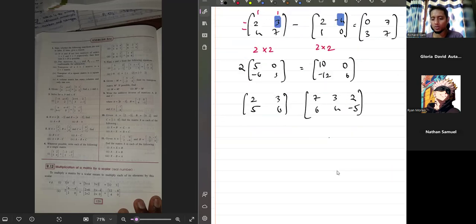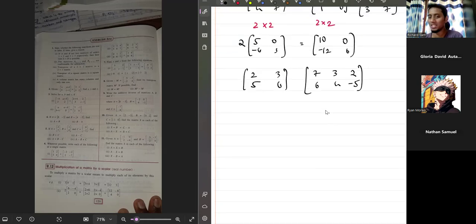To multiply two matrices, what should be the condition? Let's see this one's order. This one's order is 2 by 2. This one's order is 2 by 3. To be able to multiply two matrices, this number, that's a column of the first matrix, should be equal to the rows of the second matrix. That's the rule. These two numbers should be same. So they are same, so we can multiply.